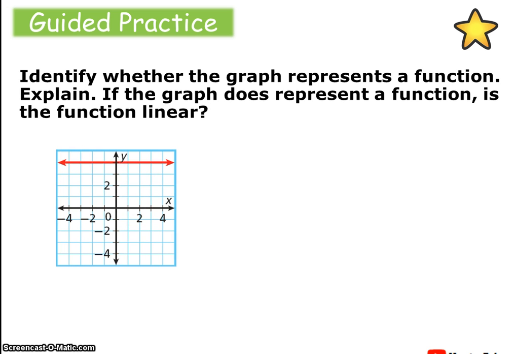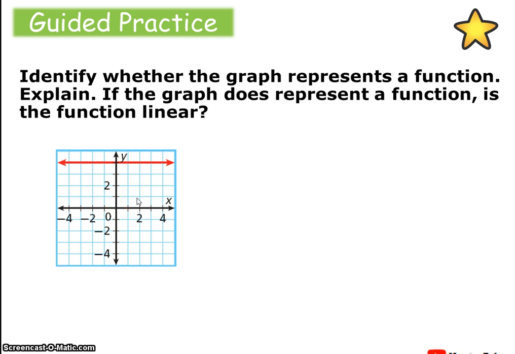Try this one. Pause your video now. Okay, so we have another line, and it's a horizontal line, but does each x value have exactly one y value? Let's see, 1 is paired with 4, 2 is paired with 4, 3 is paired with 4, 4 is paired with 4. They're all paired with 4.